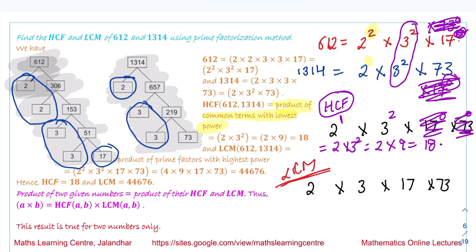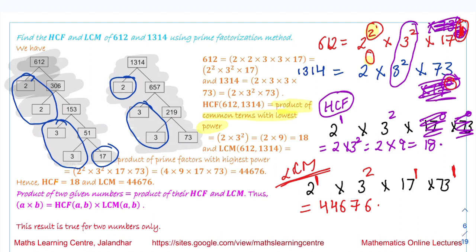So for LCM we are saying we have to write all the prime factors and their highest power. So highest power for 2 it is 1, highest power for 3 it is 2, highest power for 17 it is 1 over here and it was 0 over here. So 1, and for 73 it is 1, and when you multiply these values you will get the answer 44676. So this is the LCM of these two numbers.